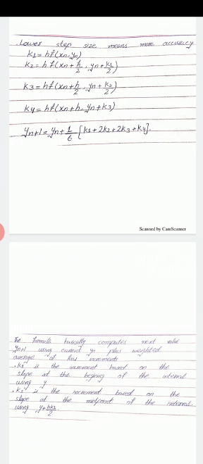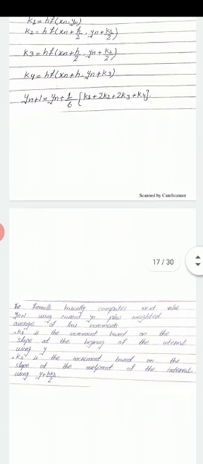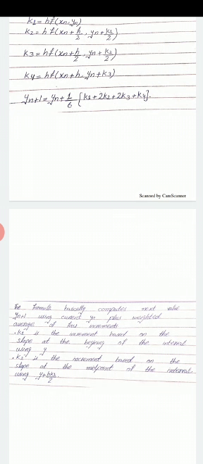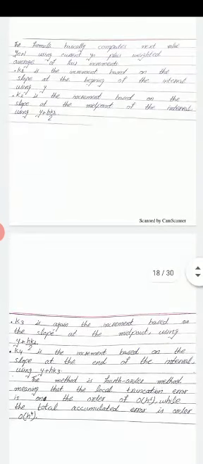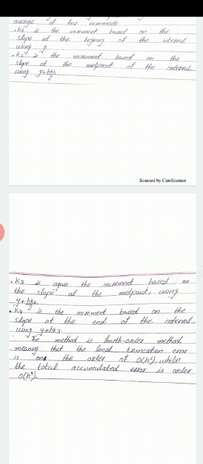Basically k1 is the increment based on the slope at the beginning of the interval using y, and k2 is the increment based on the slope at the midpoint of the interval using y plus hk1 over 2. And the third slope, k3, is again the increment based on the slope at the midpoint using y plus hk2 over 2. And the last slope, which we will use in the formula, is k4. k4 is the increment based on the slope at the end of the interval using y plus hk3.